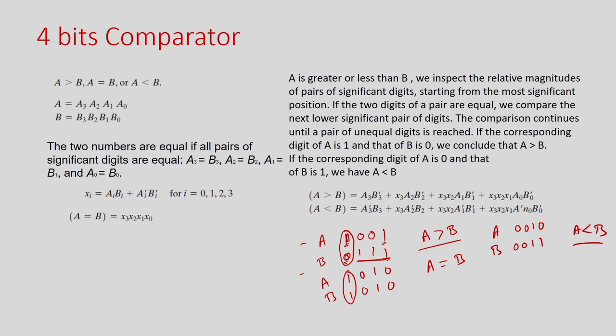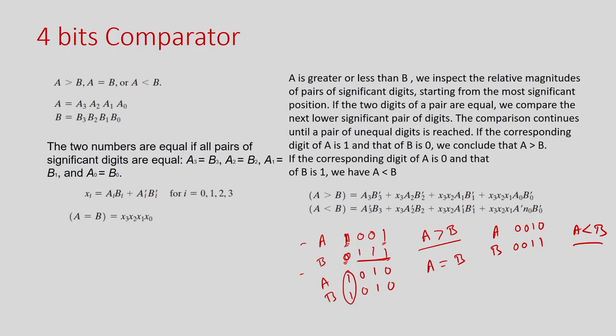So if they are same, then I cannot conclude at this point. Then I should check the next bit. Okay. And then this analogy holds there as well. So for example, in my case of A and B, since this is 1 and this is 0, I'll say A greater than B, right? I don't need to check anything else.